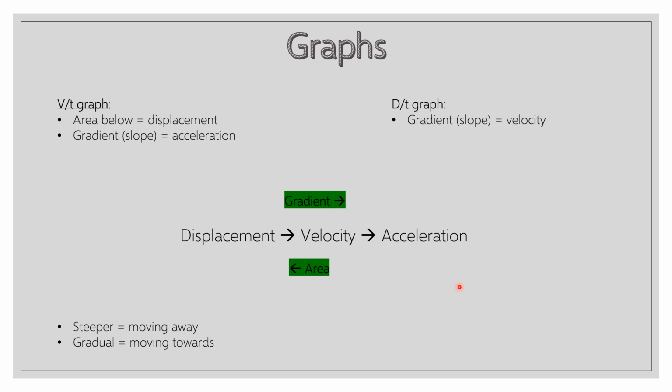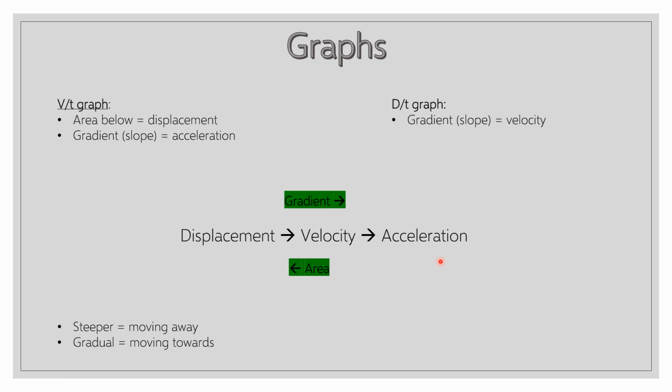An example of this would be, take velocity. If you move toward your area, it'll be displacement. If you move toward your gradient, it'll be your acceleration. So for the velocity time graph, your area is displacement, and your gradient is acceleration. And it works in all the scenarios.